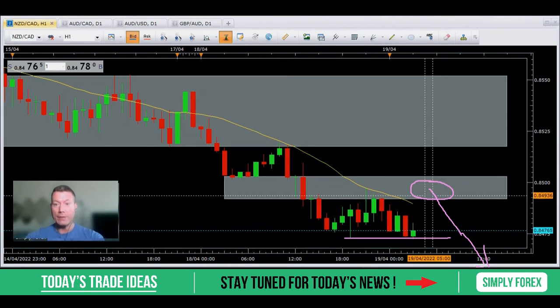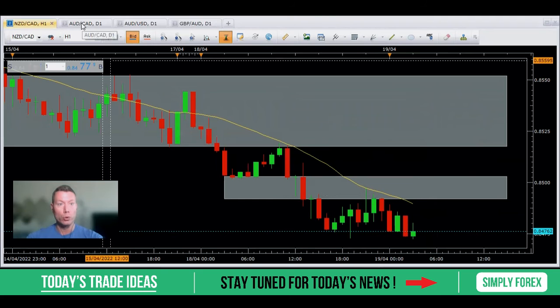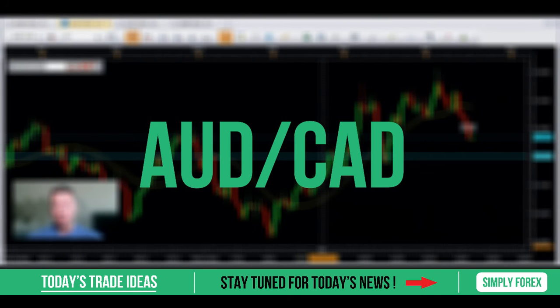If that doesn't happen, price could retrace up into this grey zone, but again, we just want to see a bearish candlestick pattern. We'll enter the trade, take price back down to these lows, close 80%, and then leave 20% to run down to our higher time frame target. So, New Zealand dollar, Canadian dollar short. The next trade is the Aussie dollar against the Canadian dollar short.